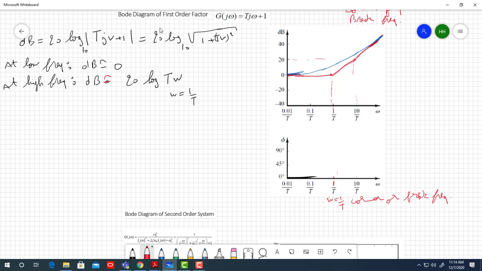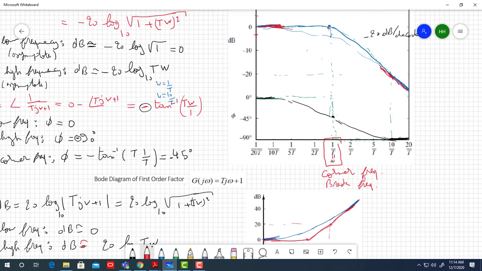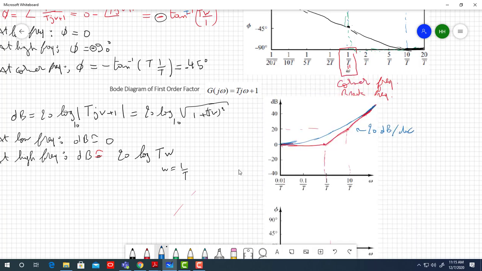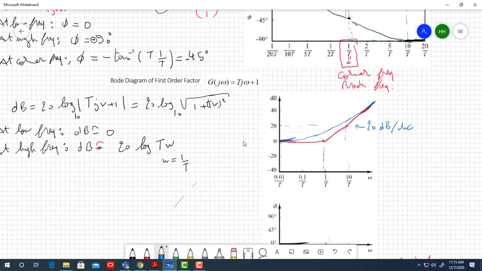You could draw only the asymptote this way. You see how it's different from the case of the first order system, 0 minus 20; here it's 0, 20 decibel per decade. So this is 20 decibel per decade. So this is 1 over T10, 1 over T100, so a decade. Then the scale is a little bit different from here.